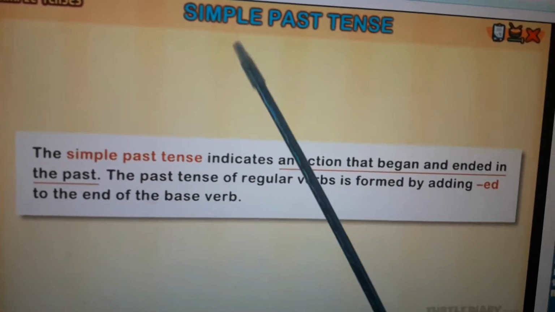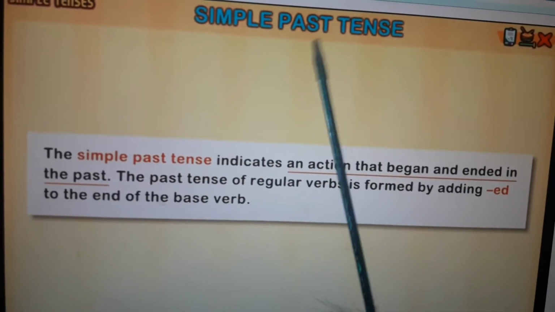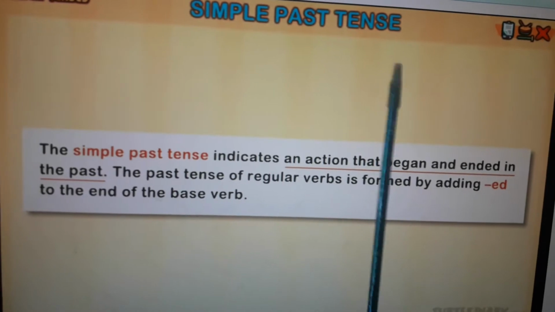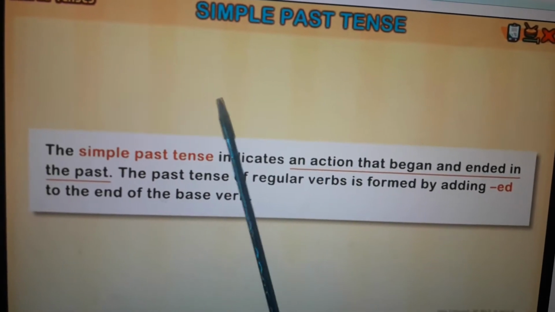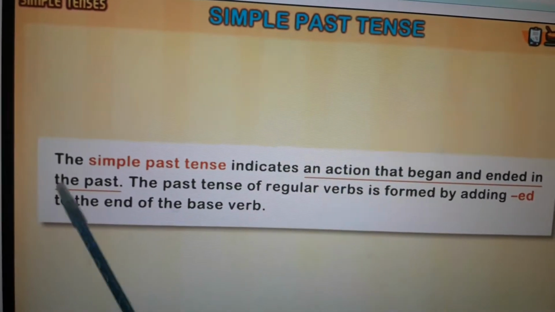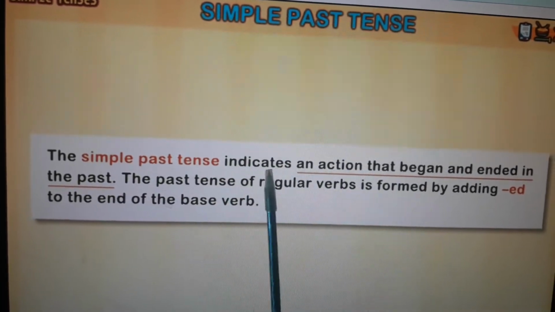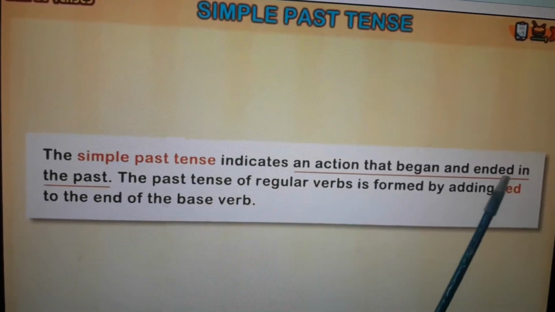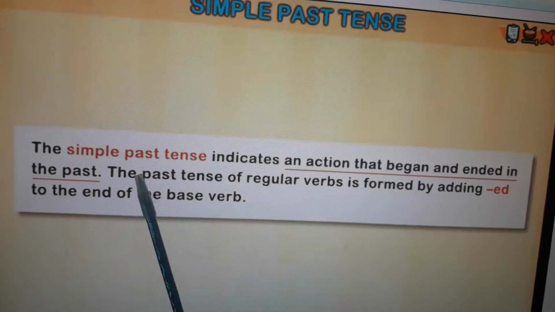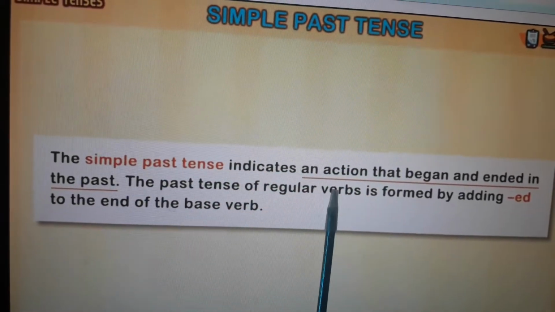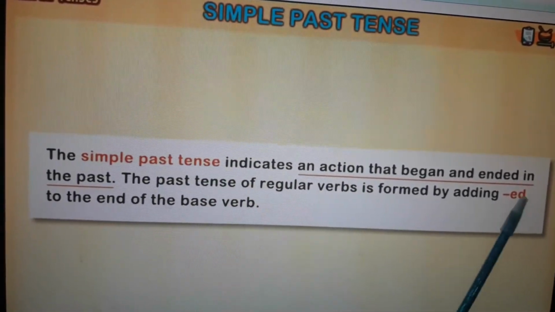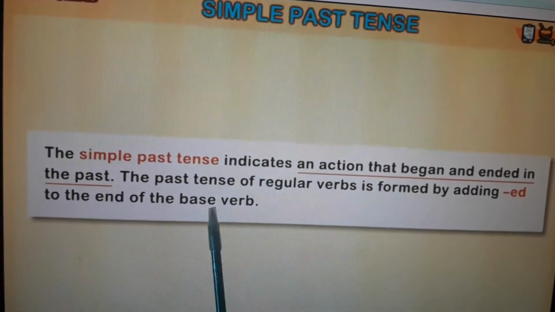Students, today we are discussing the topic simple past tense. So what is the definition or identification of the simple past tense? The simple past tense indicates an action that began and ended in the past. The past tense of a regular verb is formed by adding ed to the end of the base verb.